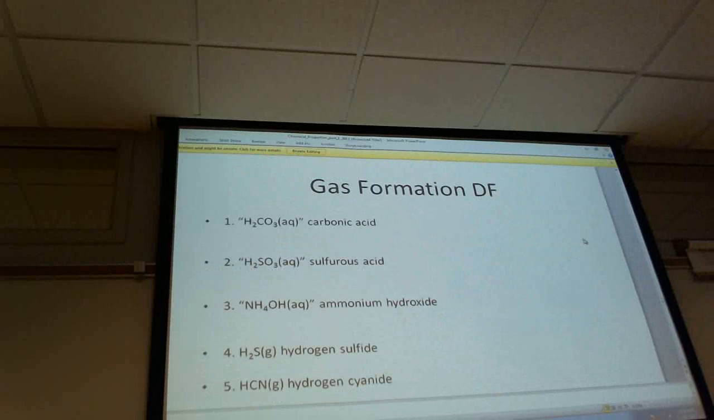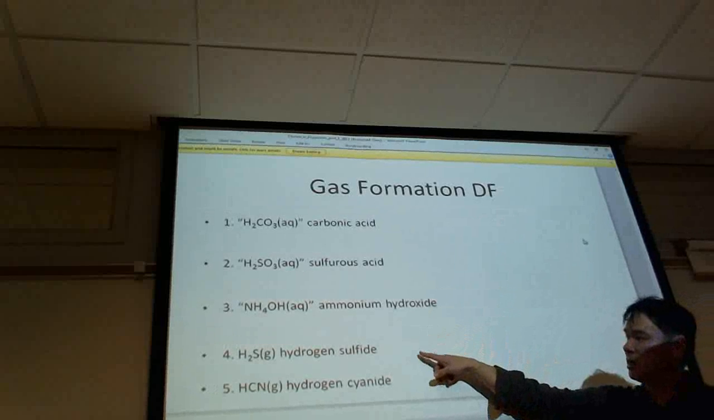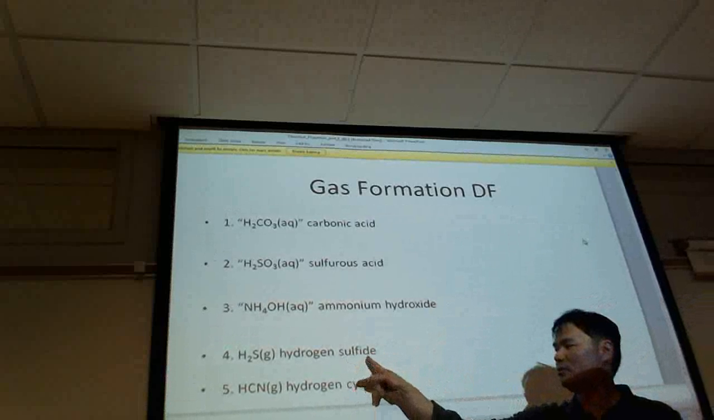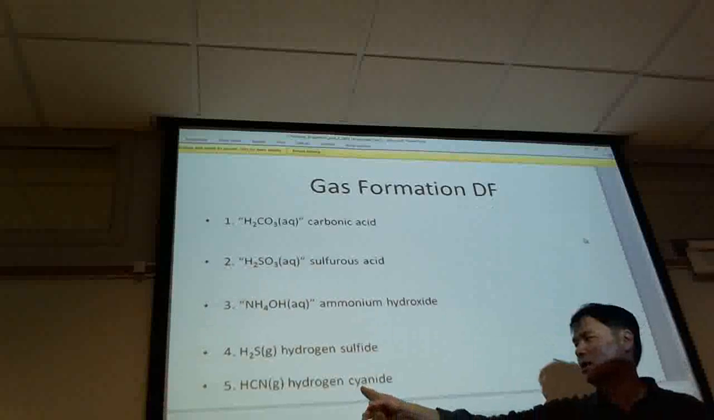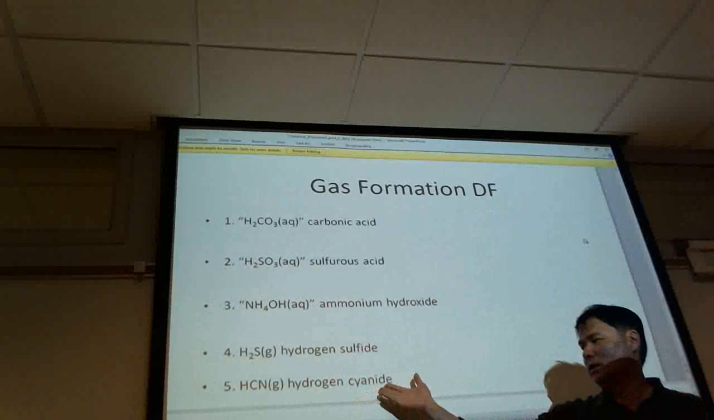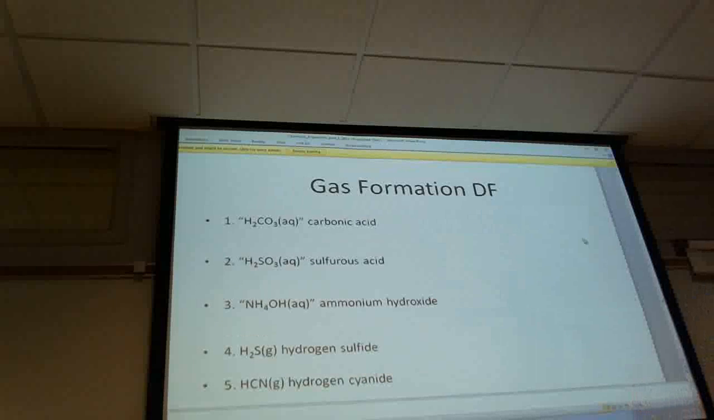We talked about carbonic acid. The other ones I was looking for: sulfurous acid, ammonium hydroxide, hydrogen sulfide, hydrogen cyanide. These don't decompose. These just form straight gases. Hydrogen cyanide is very dangerous, obviously, and so you would never want to mix a strong acid with a cyanide-containing compound, otherwise you can generate hydrogen cyanide gas.